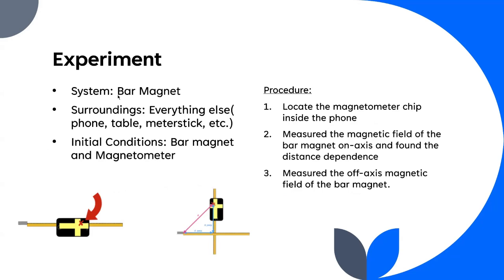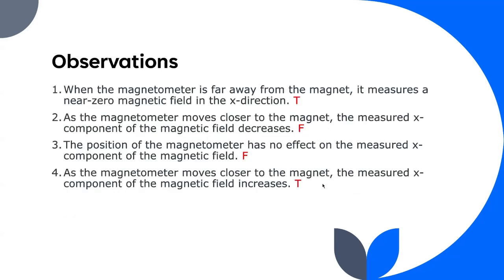So in the experiment, our system is the bar magnet, our surroundings is everything else, and the initial conditions is the bar magnet and magnetometer. For the procedure, we locate the magnetometer chip inside the phone, measure the magnetic field of the bar magnet on axis, find the distance dependence, and measure the off-axis magnetic field of the bar magnet.